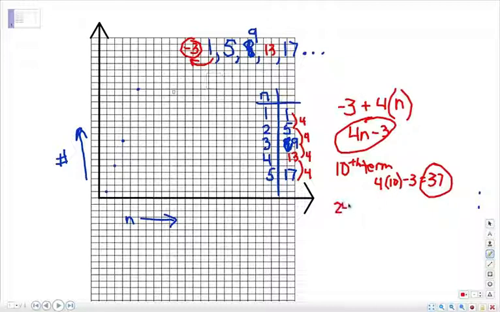The 24th term is 4 times 24, which is 96. Take 3 away, 93. Much quicker, much easier using the algebraic expression. All right, good job. Thanks for watching.